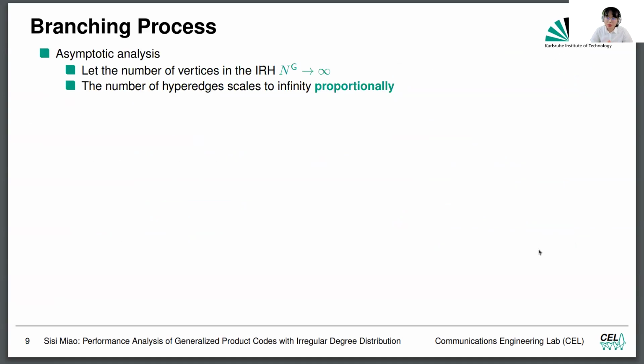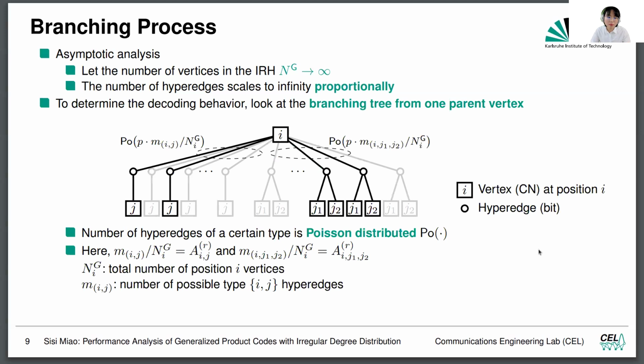Then we want to look at the transition behavior. So one thing that we realized is that we can only do asymptotic analysis, meaning that we have to let the number of vertices in the random graph go to infinity. Then we want to scale the finite random graph that we defined earlier to infinity in the following way. And we can look at one particular check node at position I. Then in this example, we consider 2 types of hyperedges connecting to it. Then we realize that if we let the number of total possible hyperedges go to infinity, then we know every hyperedge occurs independently with probability P, a binomial distribution.